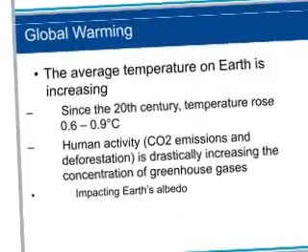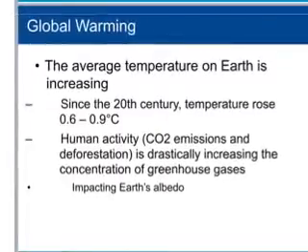That's not to say that global warming is not happening. I think we already did that assignment on global warming. But since the 20th century, temperatures have risen from 0.6 degrees Celsius to 0.9 degrees Celsius. And even though the Earth always had a greenhouse effect, human activity drastically increases the concentration of those greenhouse gases. And that's what makes the greenhouse effect harmful. CO2 emissions and deforestation are the two biggest contributors to increasing the concentration of greenhouse gases.